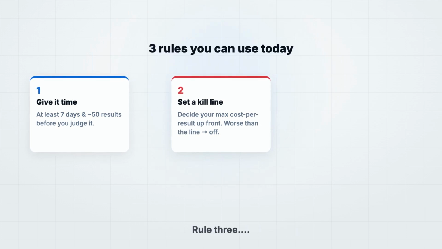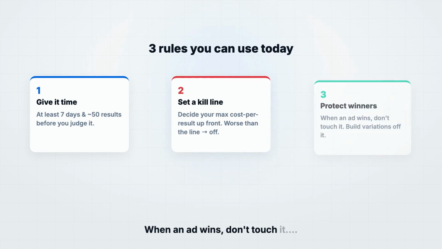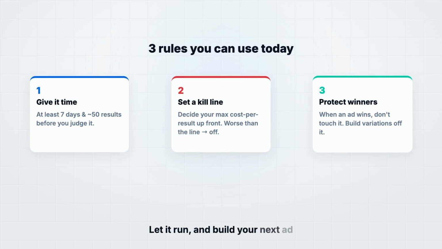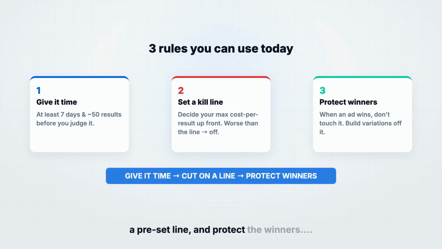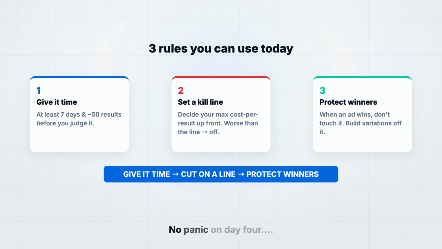Rule 3. When an ad wins, don't touch it. Let it run and build your next ad as a small variation of the winner, not a brand new idea. That's the whole system. Give it time to prove itself, cut on a preset line, and protect the winners. No panic on day 4, and no leaving money on the table for a month.